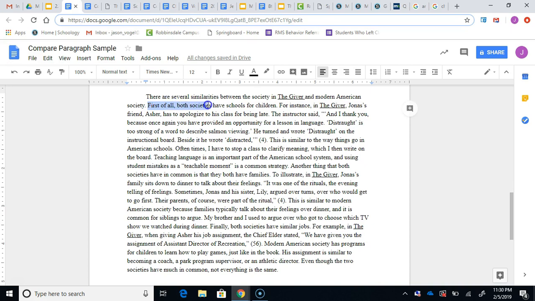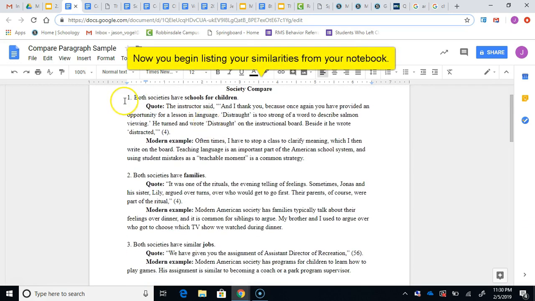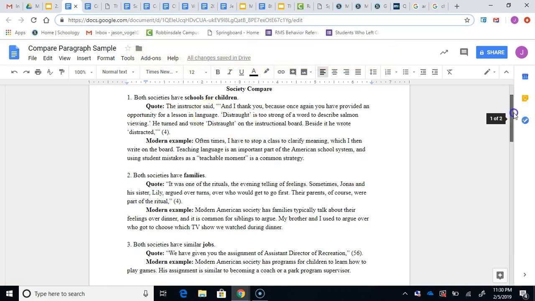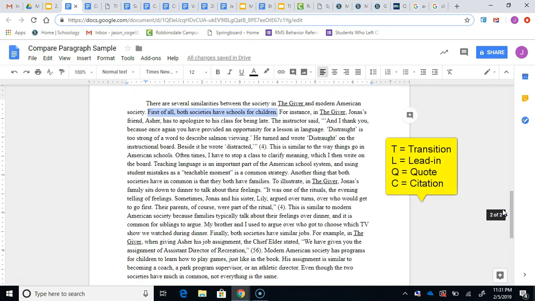First of all, both societies have schools for children. If I look back at my page with my comparisons, that is the first thing I have listed. Both societies have schools for children. Now I can start embedding my quotations. When embedding a quotation, I need to use the strategy TLQC, which stands for transition, lead-in, quote, citation. So I'm starting with my transition.